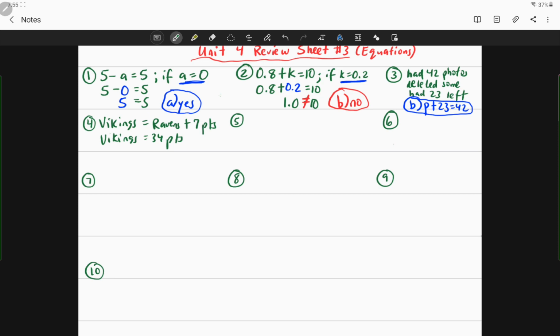So we need to figure out which equation can represent the amount of points that the Ravens scored. Now, by looking at what we have here, we know that the Vikings won. They had 34 points, which is 7 more than the Ravens. Now, just be careful on something like this.